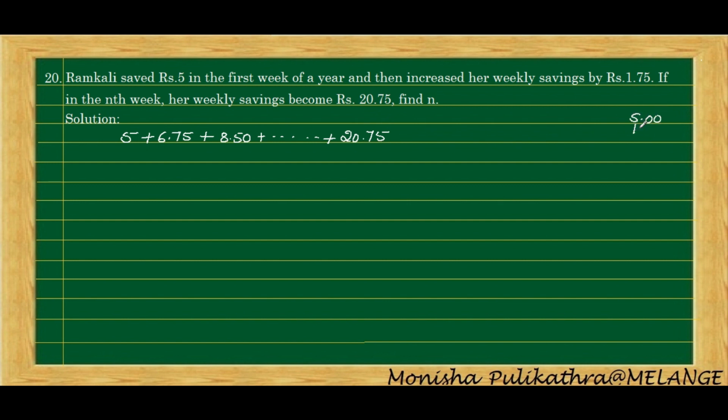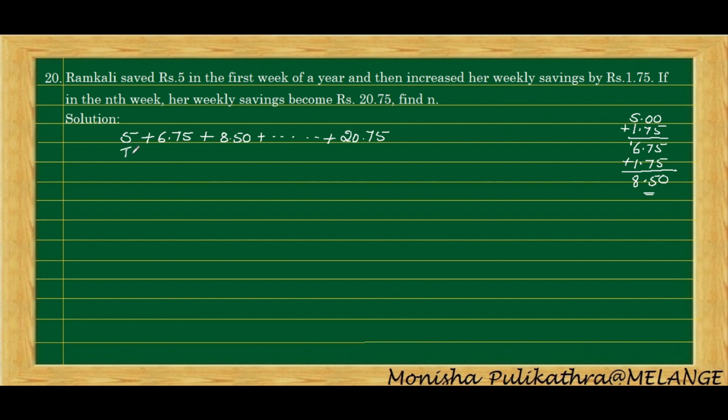So 5 rupees plus 1.75 will become 6.75. Okay, that is the second term here. Next, again you add it with 1.75. Okay, 5 plus 5 is 10, 1 carry, 7 plus 7 is 14 plus 1 carry is 15. Okay, here 7, 8, 8.50. So this itself is enough. There is no need of taking too many terms here. The first 2 terms itself are enough for calculating A and D.